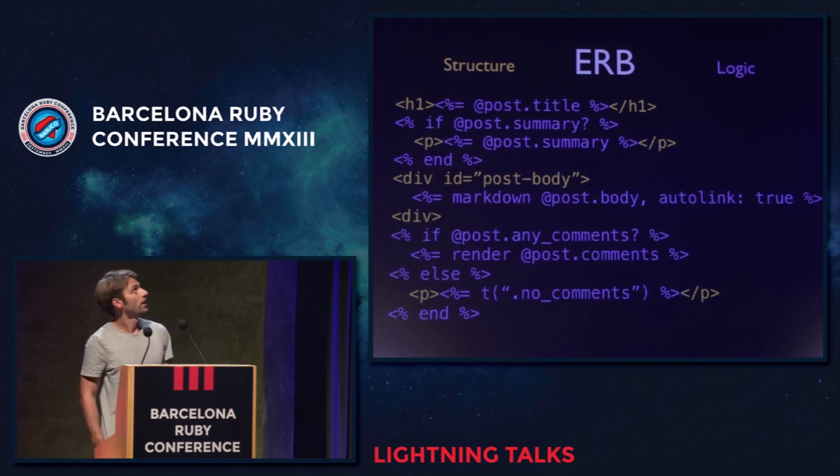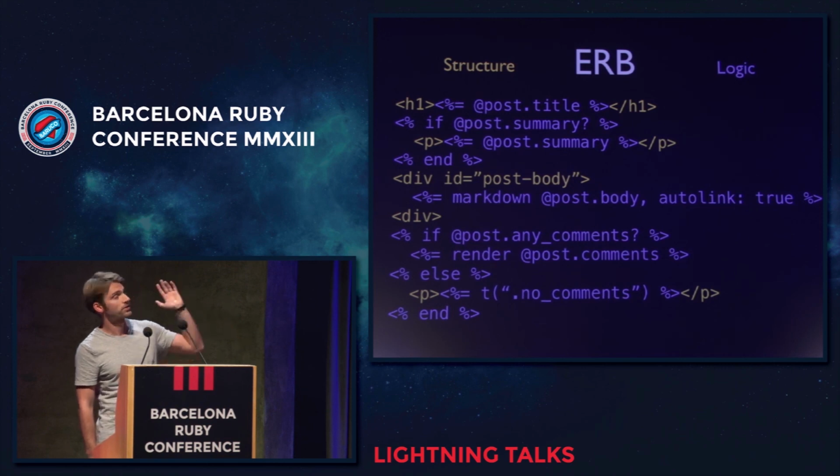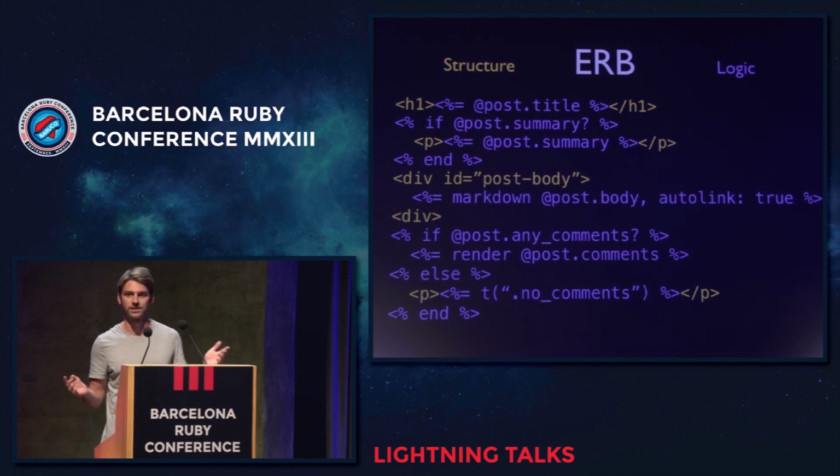So this is a pretty typical ERB template. You have some Ruby in there, you have some HTML in there. If this had been Haml, it would be the other way around, but it would still be basically the same, right? You have this mash of Ruby and HTML, and if a front-end guy was to go in there and fix stuff, it would be kind of confusing.